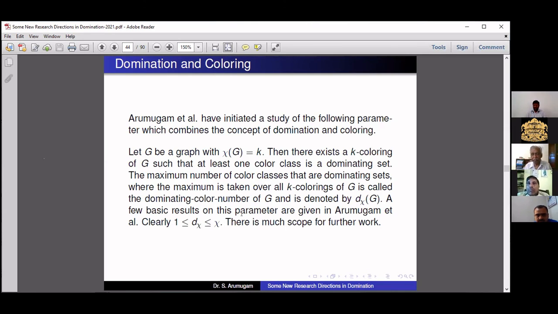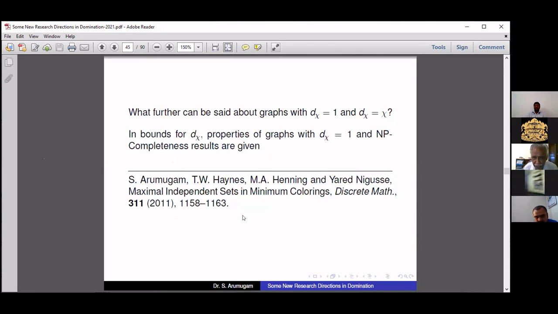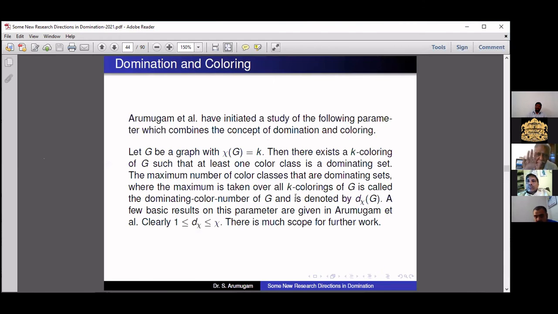So this is a parameter which I introduced in 2011. This is the second paper where we have put some interesting results on this parameter. Afterwards, 2-3 papers came up. A new parameter connecting coloring and domination. If you want an unsolved problem, go to the NC version of this concept, which seems to be very, very interesting and very challenging.